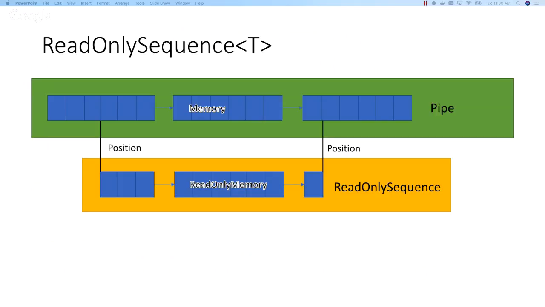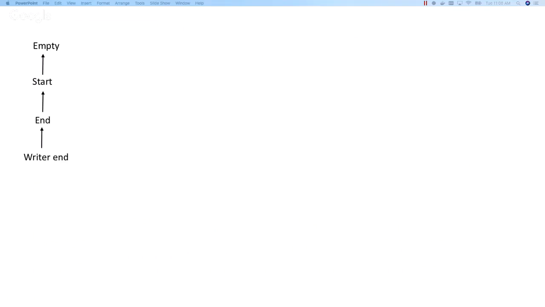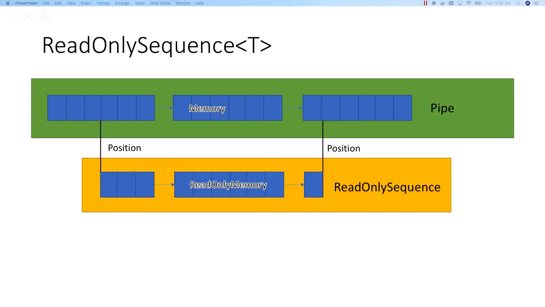Yeah, so you can copy or slice, or the APIs kind of look like span and memory, but they're on a chunkier type. Okay. And there are these things called positions that kind of tell you the beginning and end of the actual sequence. So, for example, the pipe has a bigger view of memory than the actual sequence. The sequence only is exposing a subset of the overall data in the pipe.